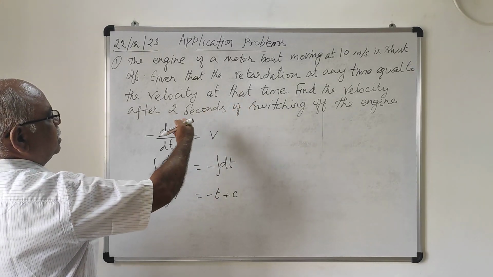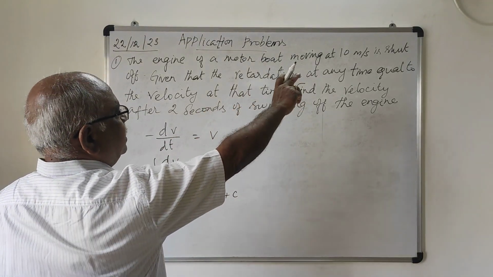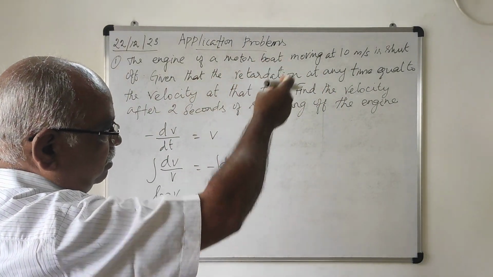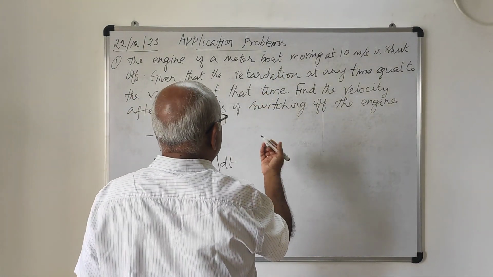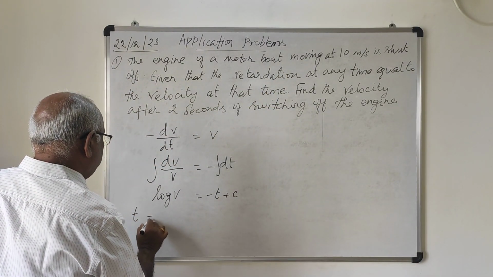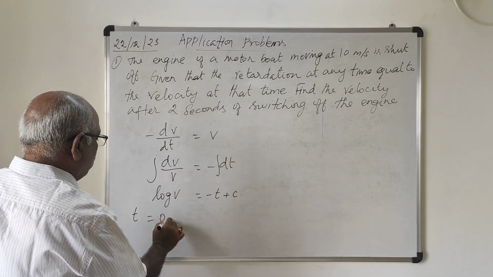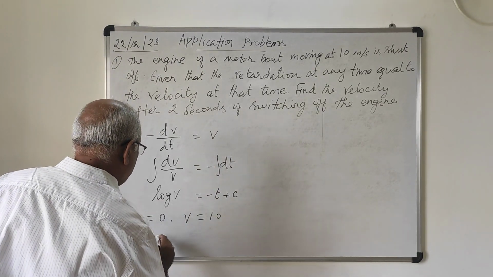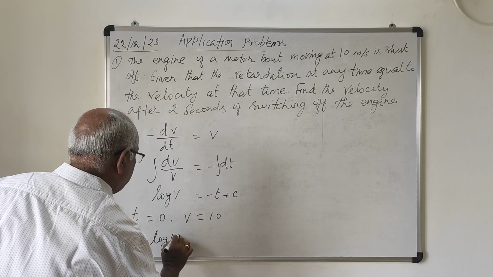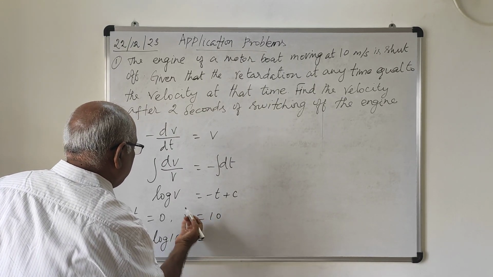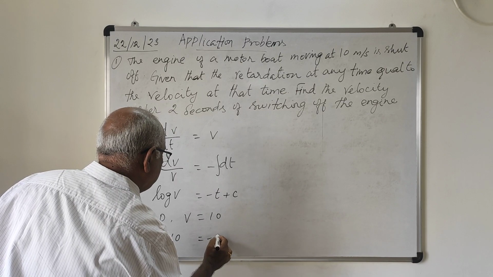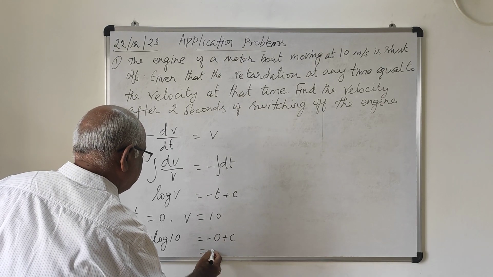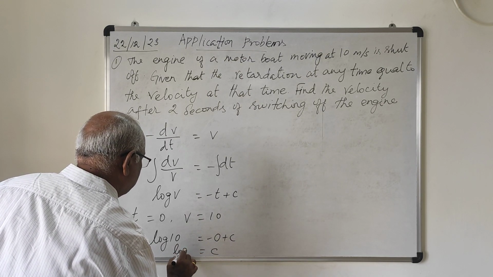The condition given is that when the motor boat is shut off, the velocity is 10 meters per second. So at the time of shutting off, t is 0 and the velocity is 10 meters per second. Therefore, when t is 0, log v is log 10, so log 10 equals minus 0 plus c. Therefore, c equals log 10.